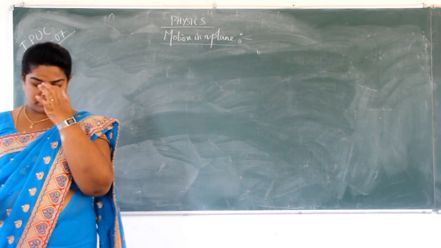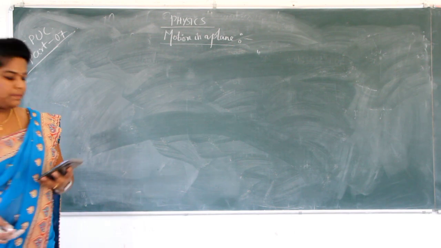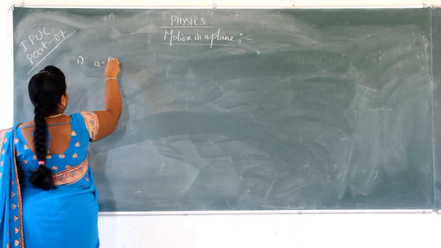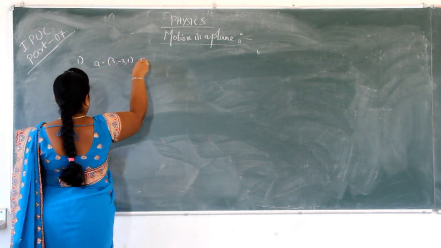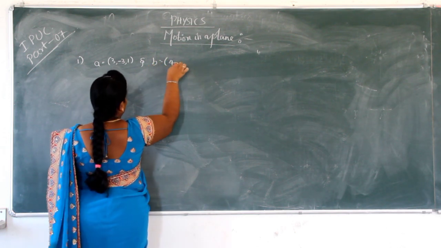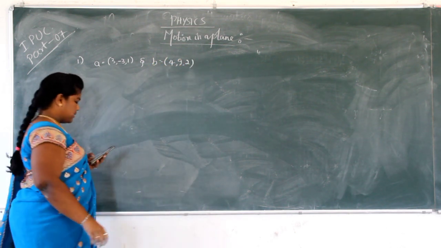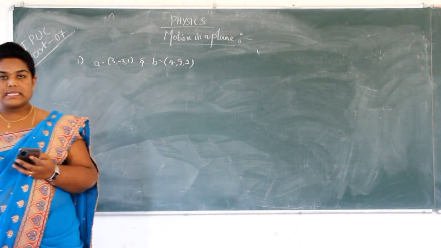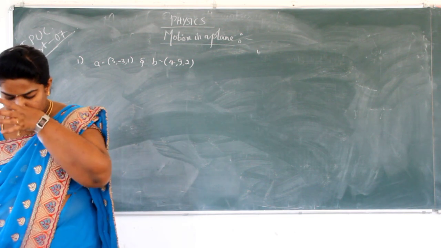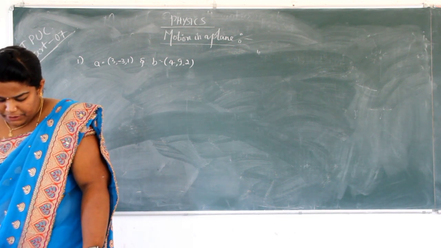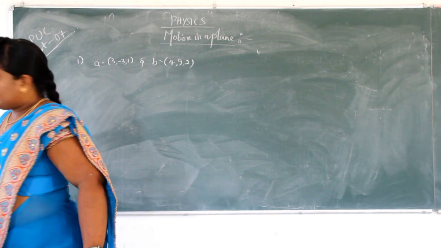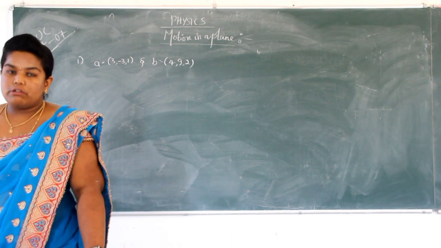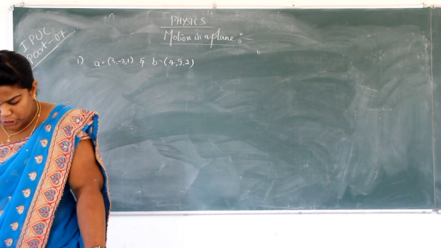So let us move with the first question. Calculate the cross product between A is equal to 3 minus 3 1 and B is equal to 4 9 2, right? Then what is the cross product of this? We should calculate the cross product. The question is: calculate the cross product between A, that is 3 minus 3 1, and B is equal to 4 9 2, and also calculate its magnitude.